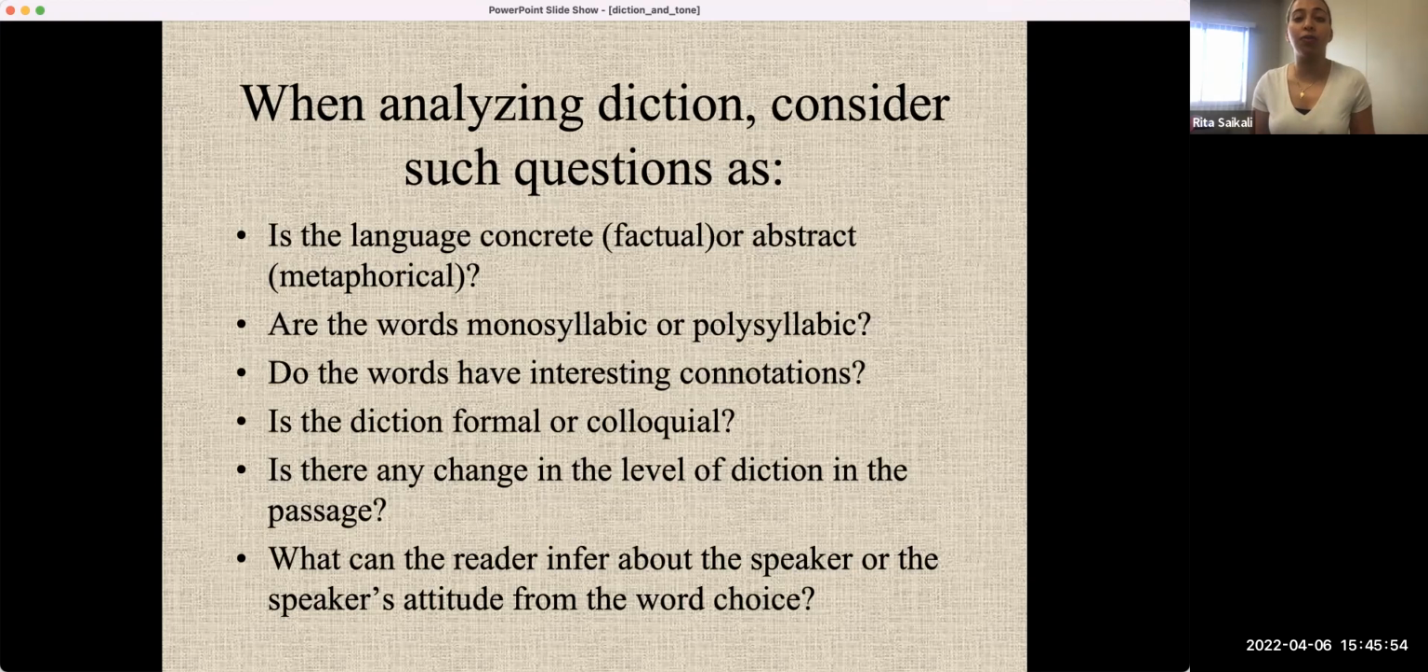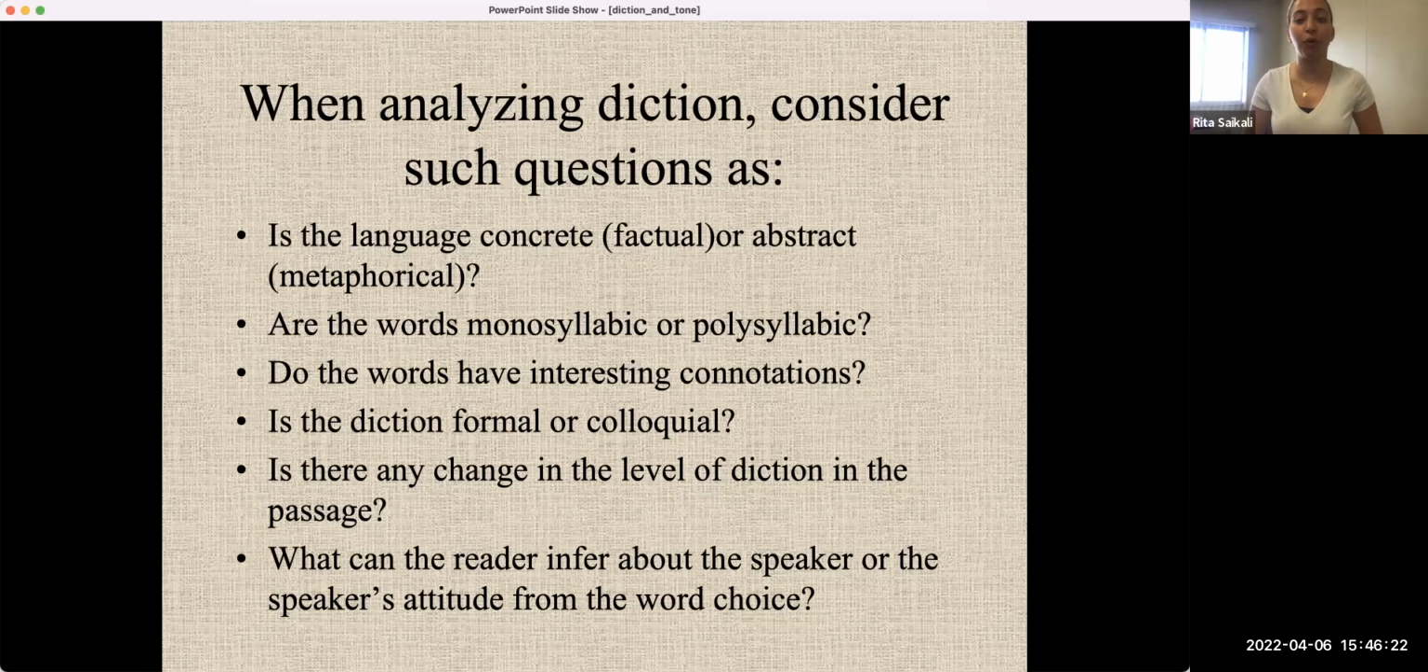Are the words monosymbolic or polysymbolic? Do they have one meaning and one symbol and that's it, or do they have multiple symbols or multiple meanings? Can you derive a series of meanings from these words? How are we feeling? All right, so do the words have interesting connotations? Is there more than meets the eye?